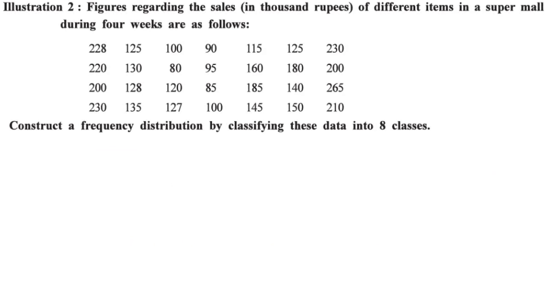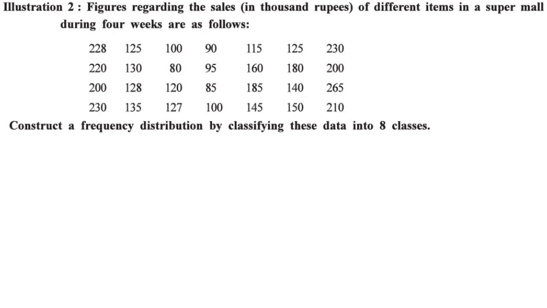Let us take an illustration to understand this concept better. Figures regarding the sales of different items in a supermall during 4 weeks are as follows. We have the data here. We have to construct a frequency distribution by classifying this data into 8 classes. That means in the question itself, we are given how many classes we are supposed to prepare.